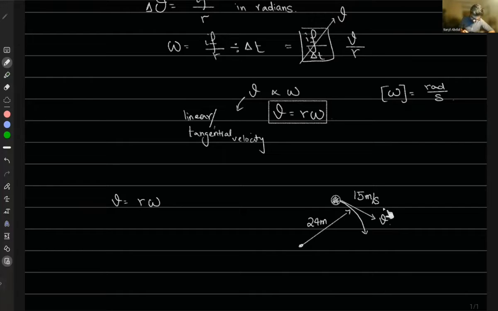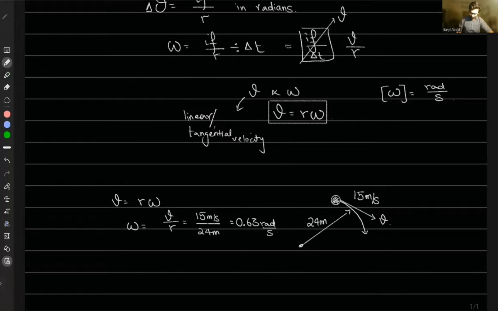So all I have to do here is write this expression for omega, which would be omega equals v by r. Now, putting in these values, the linear velocity, which is 15 meters per second, divided by r, which is 24 meters, this gives you a value of 0.63 radians per second. So hopefully that makes the idea of linear velocity and angular velocity clear.